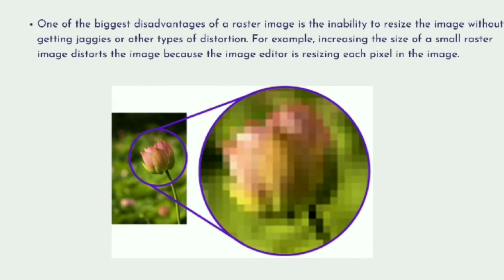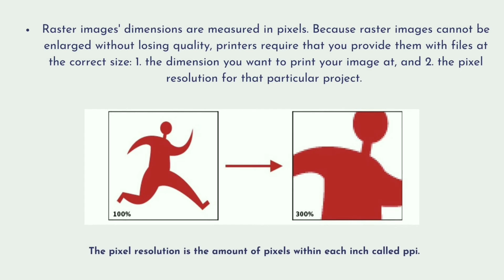One of the biggest disadvantages of a raster image is the inability to resize the image without getting jaggies or other types of distortion. For example, increasing the size of a small raster image distorts the image because the image editor is resizing each pixel in the image. If we scale a raster image to enlarge it without changing resolution, it will lose quality and look blurry and pixelated. This is because we are stretching the pixels over a larger area, thus making them look less sharp. This is a common problem but can be remedied by using raster image editing programs such as Photoshop to change resolution and properly scale images.